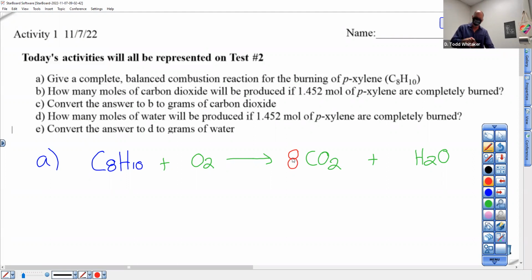Hydrogens, I need half of 10 because I got 10 in my fuel, and something that multiplied by 2 gives 10 is 5. And you see I have this situation now with oxygens. Once you've committed to the 2 products, you must add the oxygens. And 8 CO2 says 16. And 5 waters only has 5, that's 21.